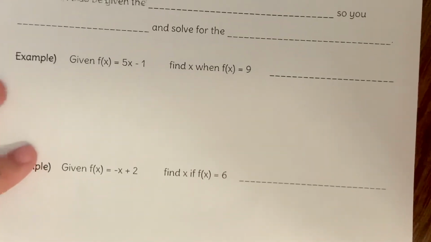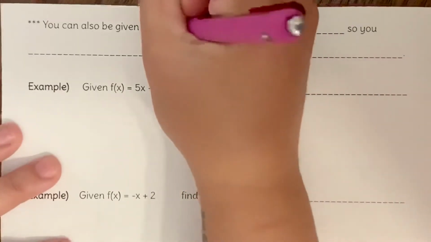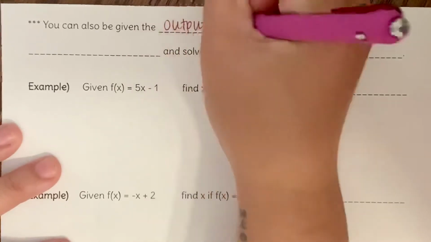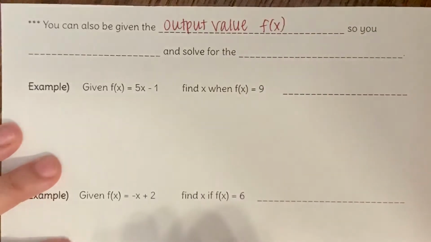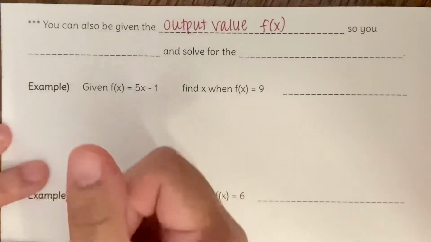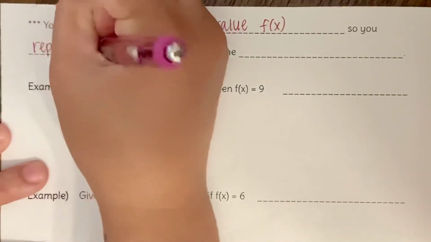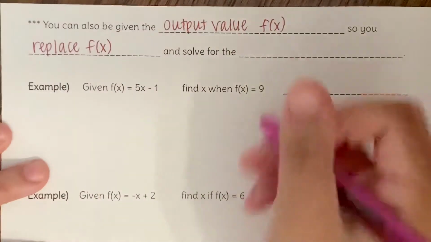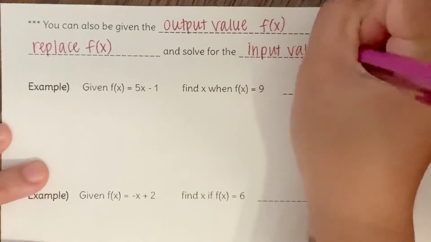So one thing about function notation, when we have x and y, you can solve for x or you can solve for y. Same thing with function notation. So you can also be given the output value, f of x. So instead of replacing the x, now we're going to replace our f of x. And then we want to go ahead and solve for the input value, which is our x value.